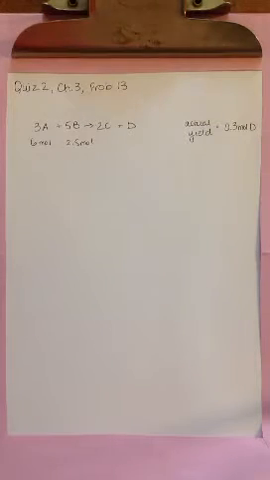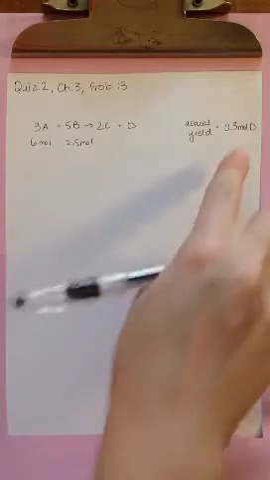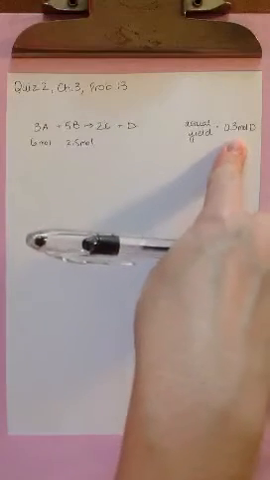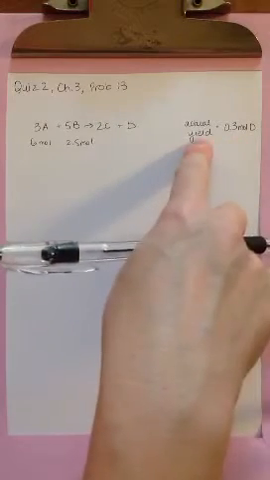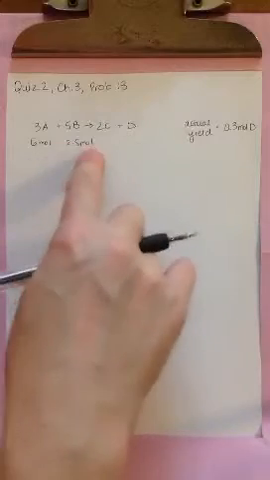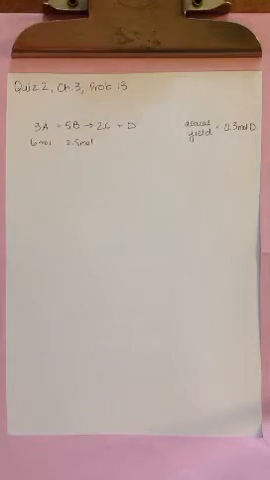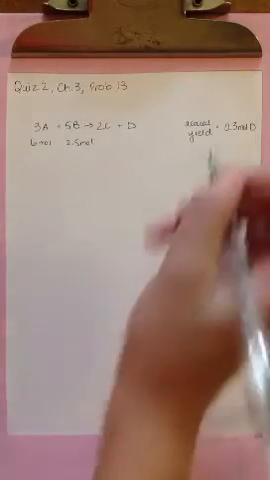This is problem number 13 in the Chapter 3 quiz, which is quiz 2. It gives us a balanced equation with letters instead of chemicals. It tells us the actual yield. I actually make 0.3 moles of D. This is the actual yield in the lab. And I start with these two. So this asks me to find the percent yield.